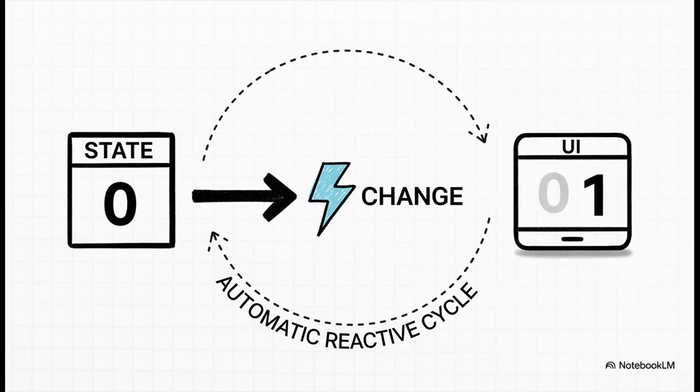Think about what you're not doing here. You're not manually going out and finding the text on the screen and telling it, hey, change to this new value. No way. Your only job, your entire job, is to update the data in your state. You just call setCount or setName, and React Native takes care of the rest. It automatically redraws the screen to match the new state. This automatic loop is the magic of reactivity.